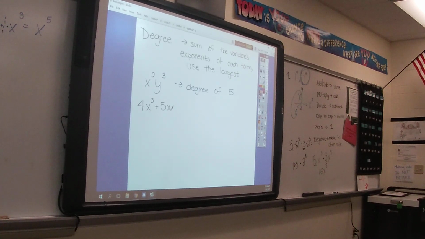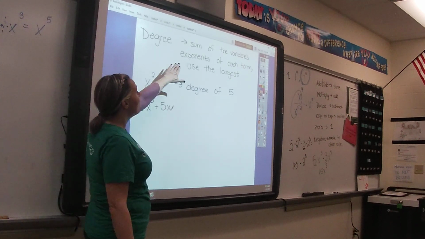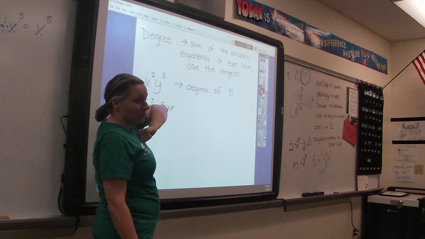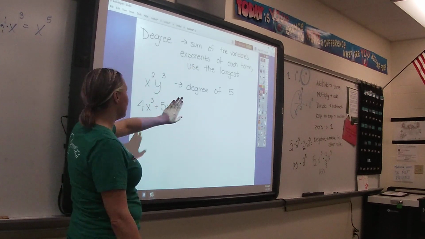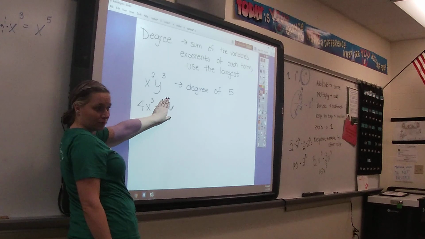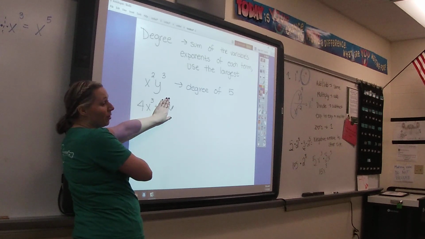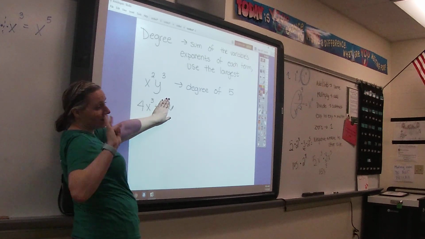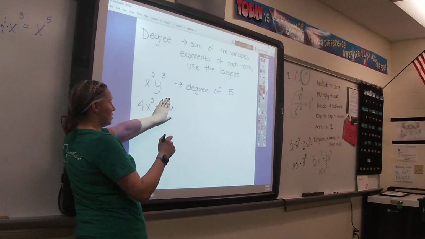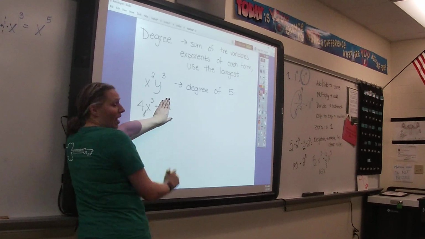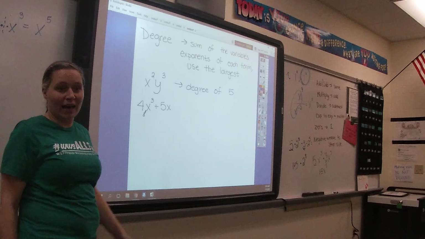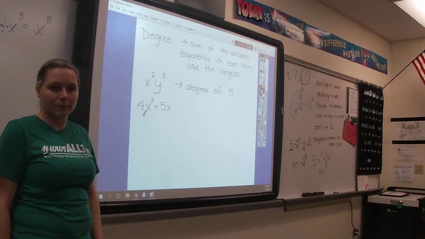And so we are going to look at each term and add up the exponents on variables. I'm going to look at the first term. Is the 4 a variable? No, so it doesn't count. It has an exponent, but it doesn't count. So the only thing that we can count is just that 3. There isn't anything to add it with because there's only 1 there.